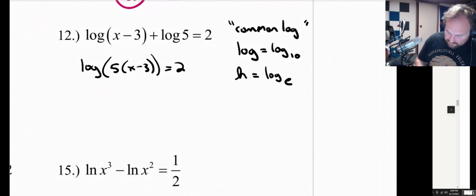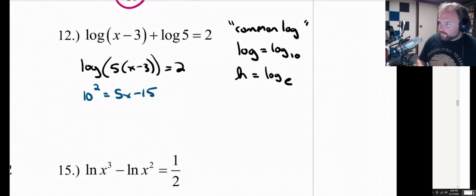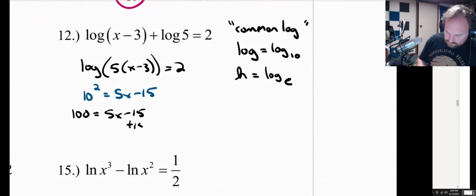Anyway, so we're going to rewrite this. This is 10 to the 2nd power, which equals 5x minus 15. And then from here we can solve the problem as we would normally, because 10 squared is just 100. We get 115 equals 5x. I have no idea what this is. I need a calculator.